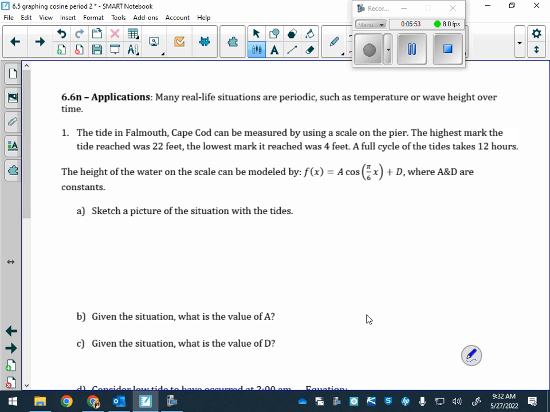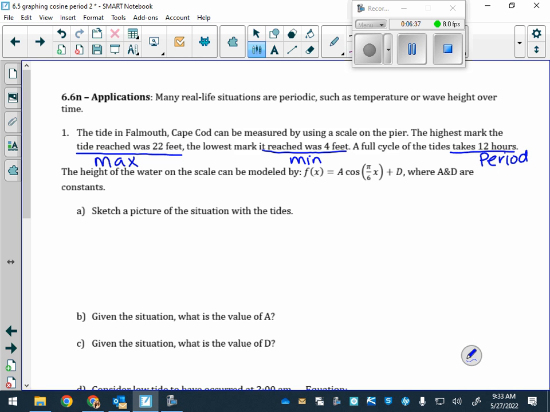So looking at the tide in the cape can be measured by using the scale on the pier. The highest mark, okay, the tide reached was 22 feet. Okay, so that would be the maximum, right? The lowest mark it reached was 4 feet, which is the minimum. A full cycle of the tides takes 12 hours. So a full cycle would represent what? The period, okay? So the period takes 12 hours, okay, from start to finish.